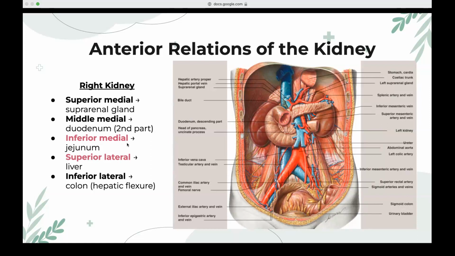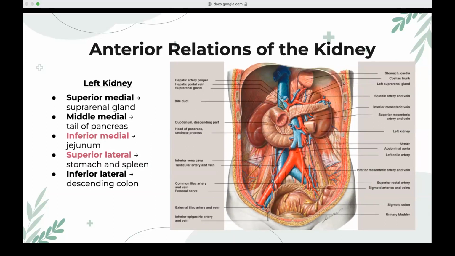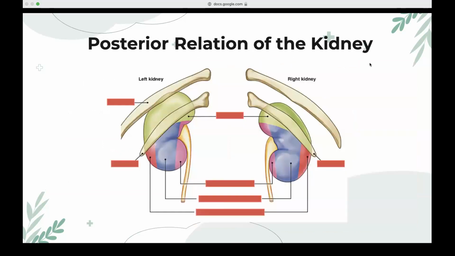Why are they different? The inferior medial surface and superior lateral surface of the right kidney. Why is it pink? Because it is what? It's covered by something. The fascia. Peritoneum. Yes, it's covered by peritoneum. Okay, it has peritoneum. That's why it's pink. Same thing with the left kidney. But now this is the posterior surface of the kidney, which is also very important.